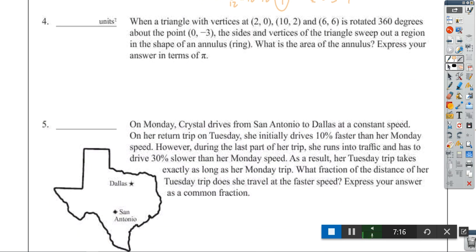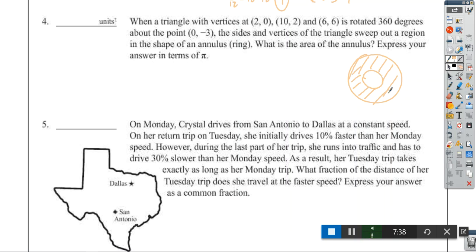Now, the first question is, what is an annulus? Well, an annulus looks like a donut, a 2-dimensional donut, where you have an inner circle and an outer circle, and we want to know the area of the donut. We don't want to know the inside, just the area of the donut.